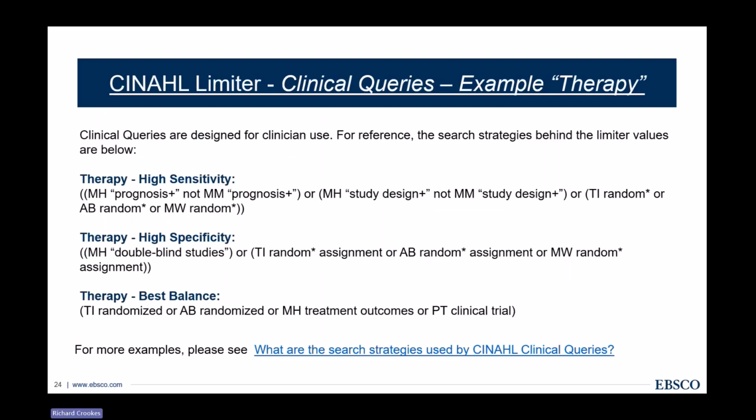And again, just an example of how they're used. So for each of these strategies, there is a search strategy behind it. So you can see for high sensitivity for therapy, you can see the search string that sits behind that. So that's actually what is going on in the background. And you see that with therapy best balance as well, and the application of the title or abstract searching, etc. So again, we have more detailed information on EBSCO Connect in relation to this.